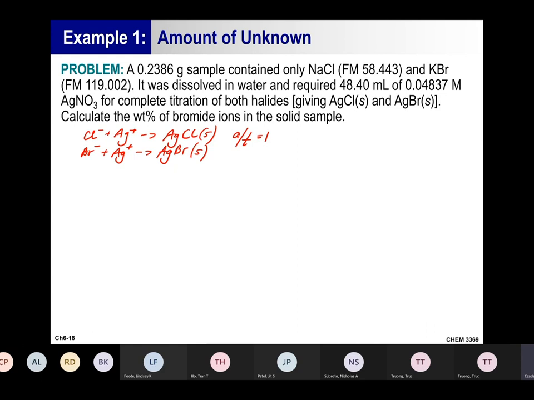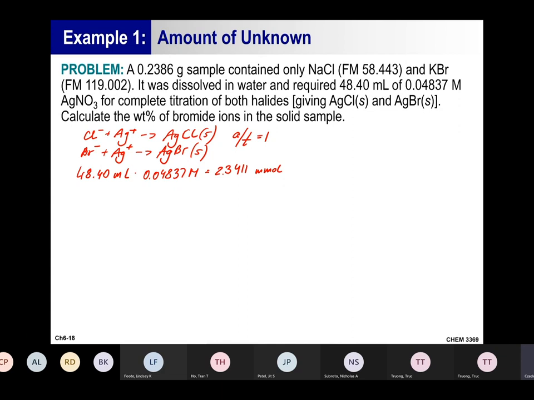Okay, so then what we can do is we can calculate the moles of the titrant that was delivered, right? So the moles of titrant will be the volume, 48.40 milliliters, times the concentration of the titrant, 0.04837 molar, right? Okay. So this will be 2.3411 millimoles.